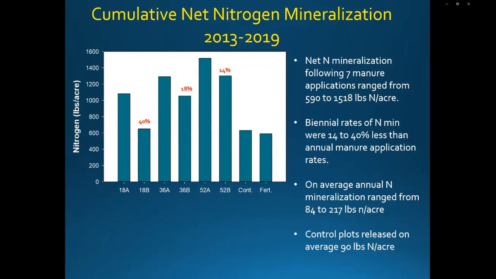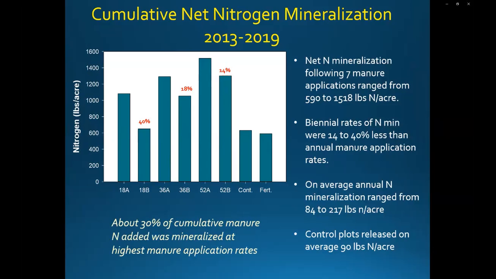But as you're increasing these manure application rates, the difference dropped quite a bit, down to 14%, which makes me think that we're reaching some sort of maximum mineralization potential at these higher manure application rates. But on average, the annual N mineralized ranged from 84 to 217 pounds of N per acre. And over the same time period, the control plots were releasing on average about 90 pounds of N per acre.